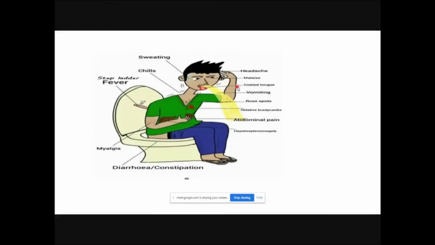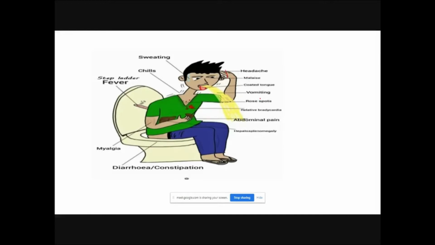And these are the overall symptoms. So stepladder fever, sweating, chills, myalgia. And one thing is, the patient might have constipation, or sometimes the patient may have pea soup diarrhea. So it's called pea soup diarrhea. Along with other fever symptoms, there can be headache, malaise, and coated tongue. Rose spots, which are not peculiar in our patients, and relative bradycardia might be there. So this is called Faget's sign.